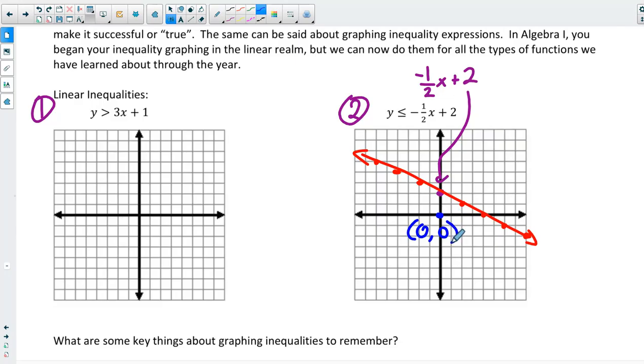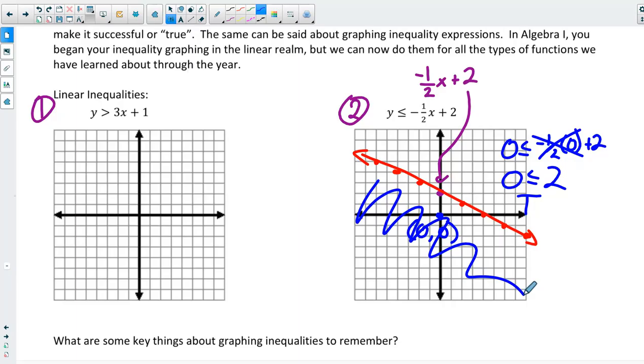And we plug it in. So 0 is y and 0 is x. So I get 0 is less than or equal to negative 1/2 times 0 plus 2. Is 0 less than or equal to 2? Yeah. I like to put true or false, so I put T or F. And since that is true, I just shade. Done.